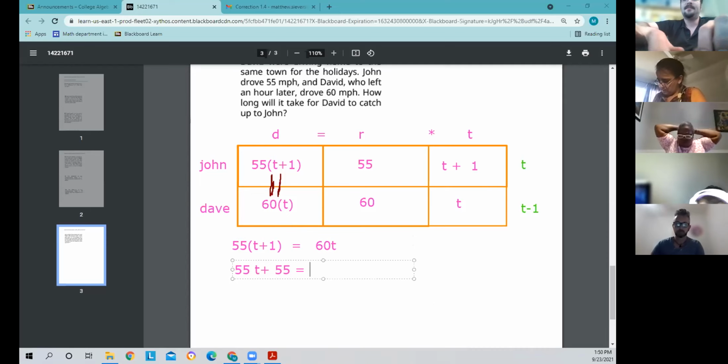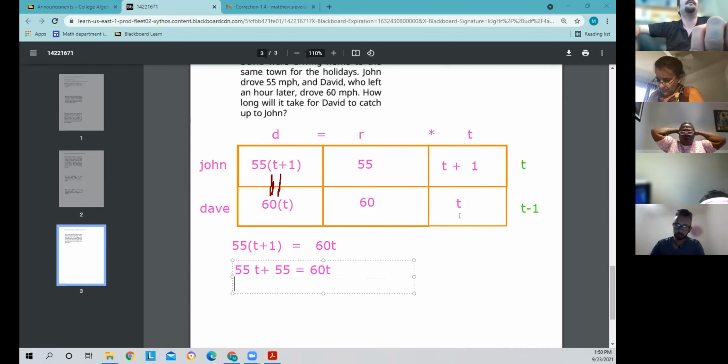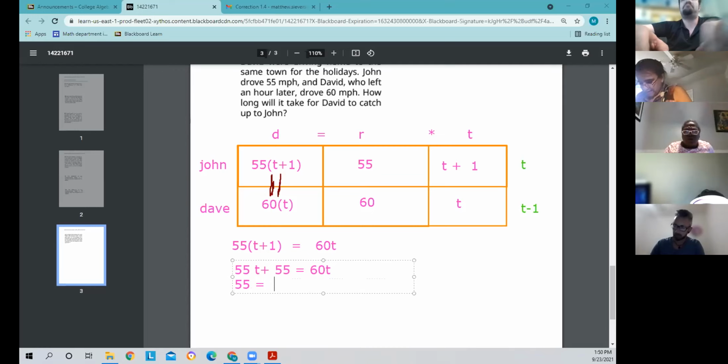55 equals 60t minus 55... so then it'll be 55 equals 5t. Yeah, 55 equals 5t. We're going to subtract that 55 over. And so I'm going to swap what side my t's are on. But I think t is giving me 11. And we're talking about hours? Hours, right?